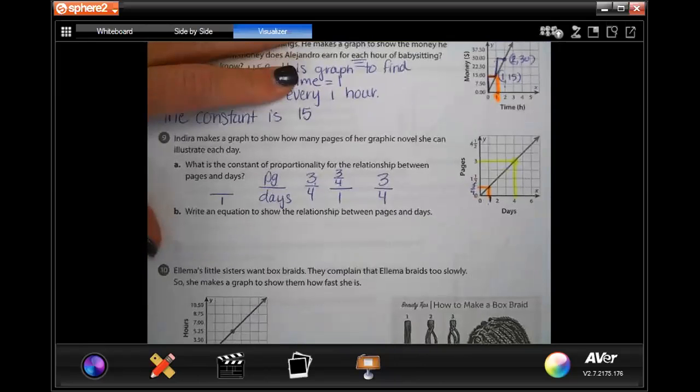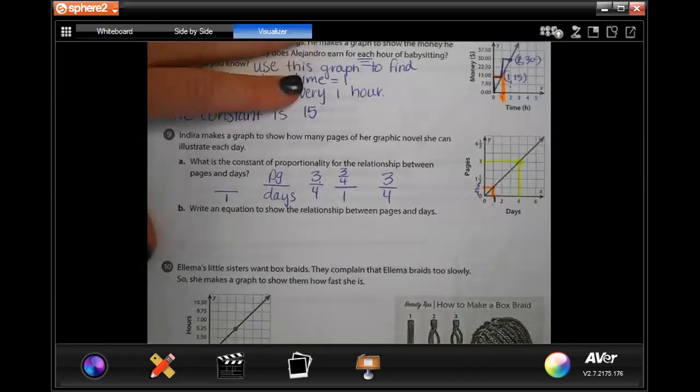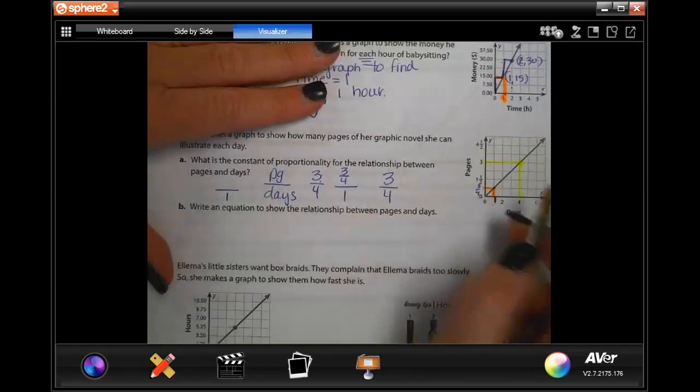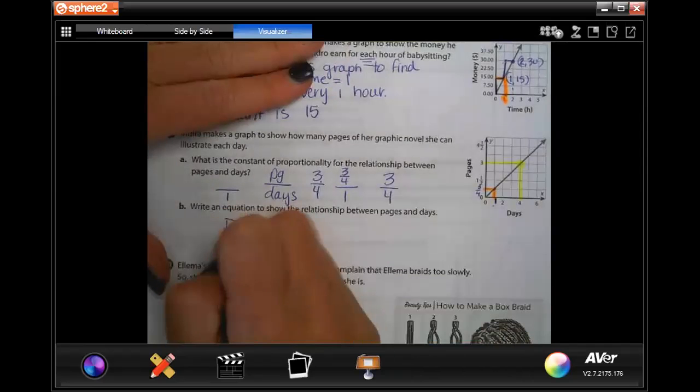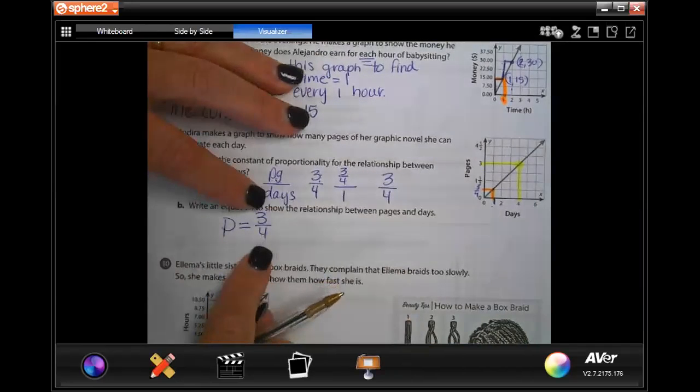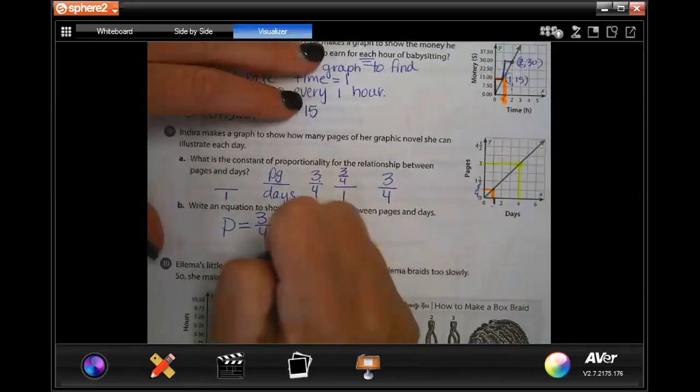So now to write out our equation, all we're going to do is write it out. Our pages equal 3/4, because remember, constants always go in front of the variable, times the days.